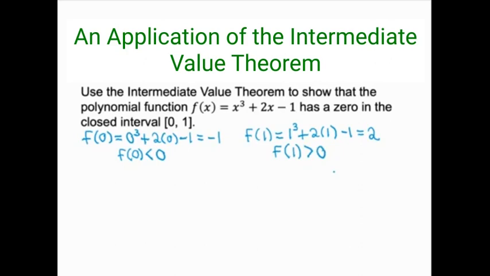So since f of 0 is less than 0 and f of 1 is greater than 0, somewhere between the points 0 and 1, there must be a 0. But we want to write that out formally. So we write, since f of x is a polynomial, it is everywhere continuous.